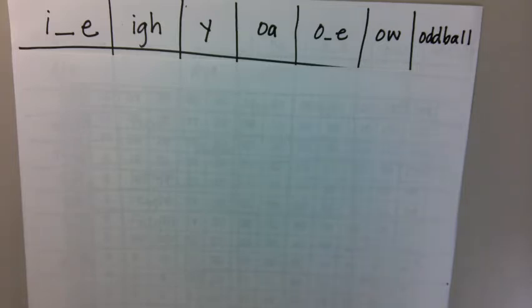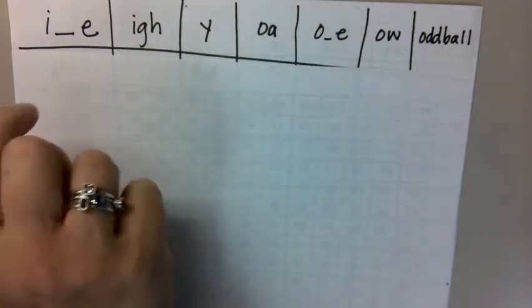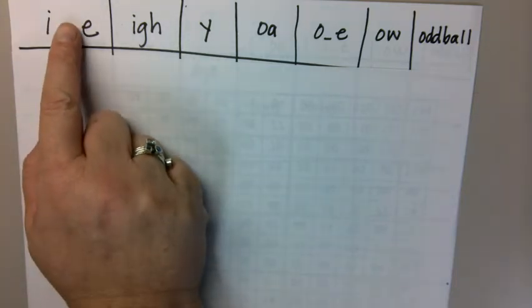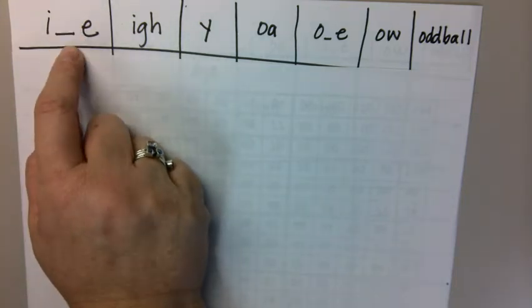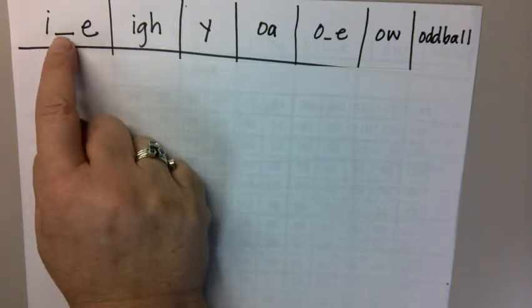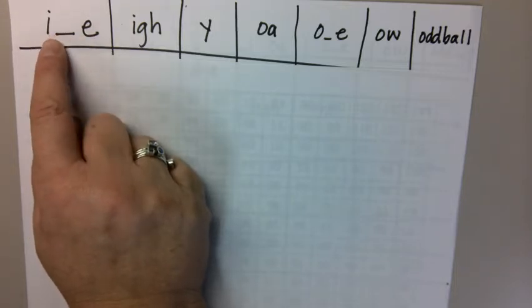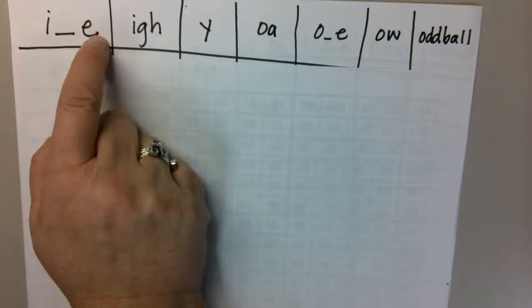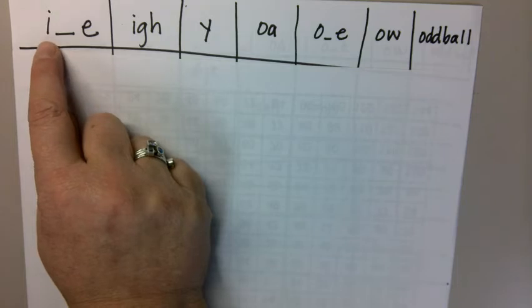We have I underscore E. And remember, this line right here isn't a dash, it's an underscore, which means that typically there's a consonant in there. So as in the example of dice, D-I-C-E, this I becomes a long sound because it's the consonant E. Typically when you have the silent E, the vowel here becomes long.